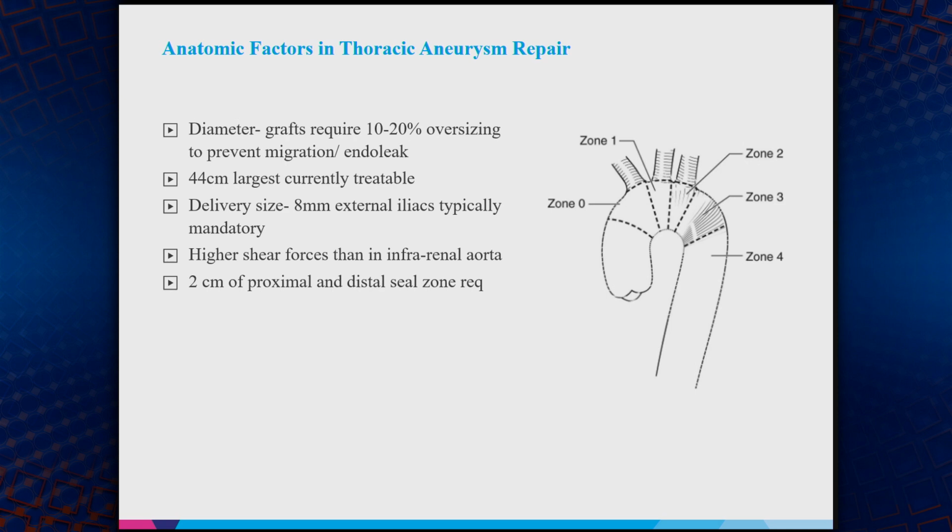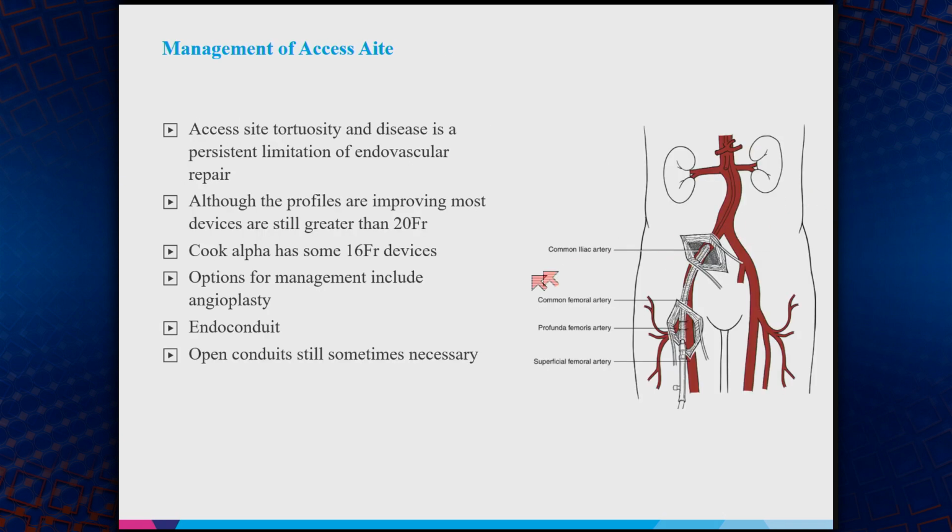Now some devices are even shorter, like a juxtarenal Z-fen. That 2 centimeters is important, and very frequently in order to get 2 centimeters, you end up having to land in zone 2 of the thoracic aorta, which means covering the left subclavian artery. Access site management is important, but in the interest of time, I think we'll skip this slide.